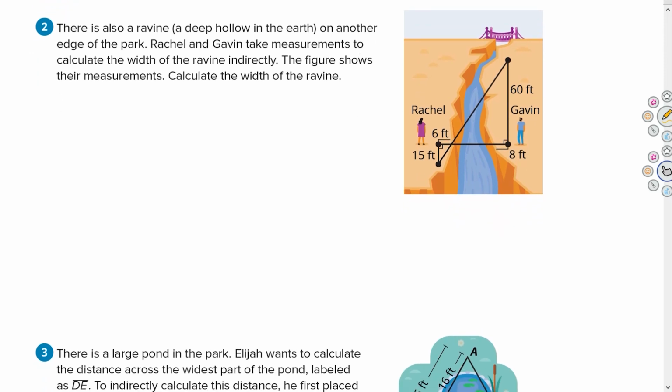Okay, there's also a ravine, a deep hollow in the earth, on another edge of the park. Rachel and Gavin take measurements to calculate the width of the ravine indirectly. The figure shows their measurements. Calculate the width of the ravine. Now this one's a lot like the previous one with Caleb and Lauren. So I'm going to ask you to pause the video and try to figure out with the information in this diagram what is the width of the ravine. You can pause the video.